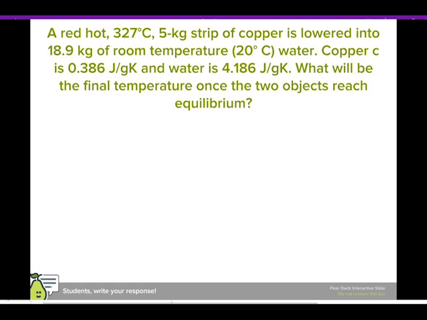Okay, so let's go over to the other problem. So go ahead and pause it again. You're going to use the same equation as last time. That's MC (T initial minus T final) equals MC (T final minus T initial), where the first one is the hot object, the second one's the cold object. So go ahead and pause this video now and try to work this one out.